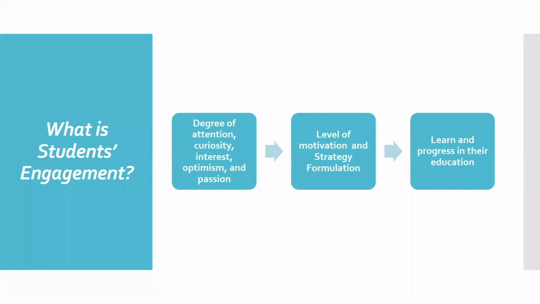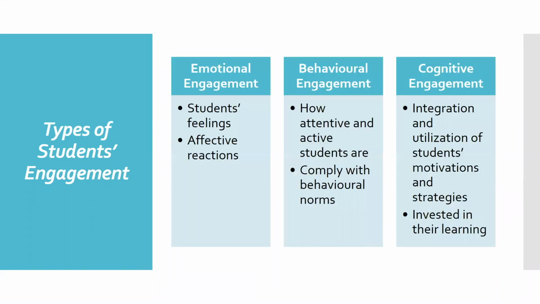Student engagement refers to the degree of attention, curiosity, interest, optimism, and passion that the students show when they are learning. It extends to the level of motivation they have and the strategies they formulate and implement to learn and progress in their education. These are some of the forms of students' engagement.